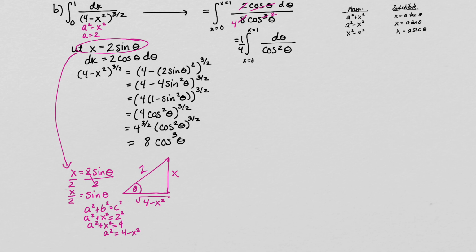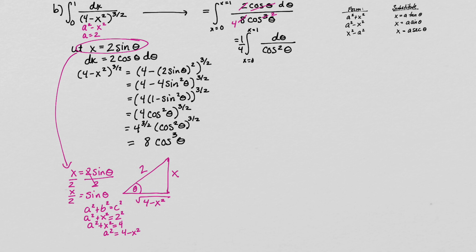Okay. Anyone want to take a guess what we should do with that? dθ over cosine squared θ? Can you change it into secant squared? Yeah. So, some people are saying make a u substitution.